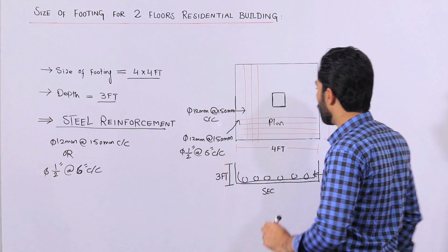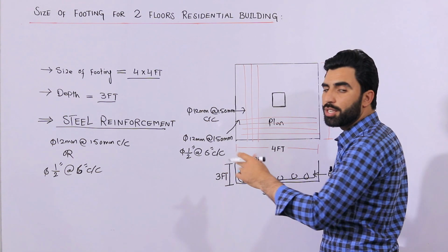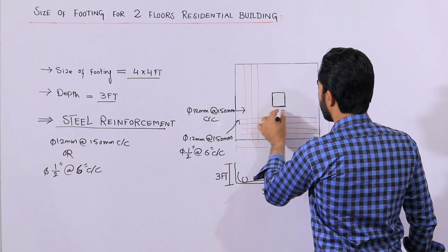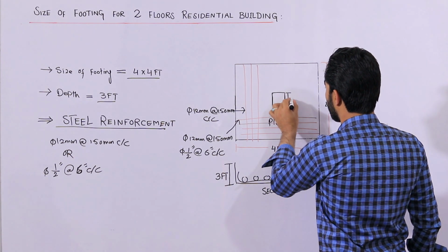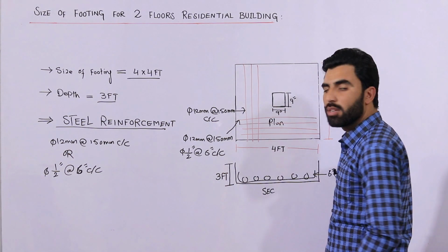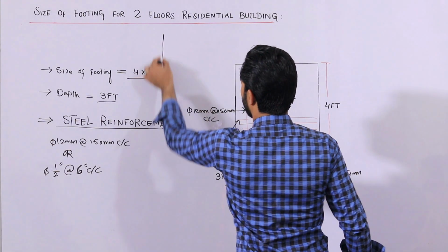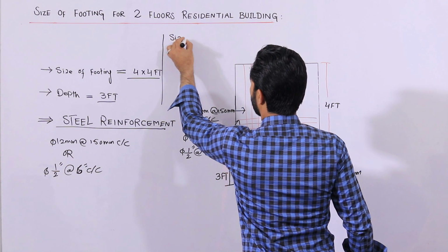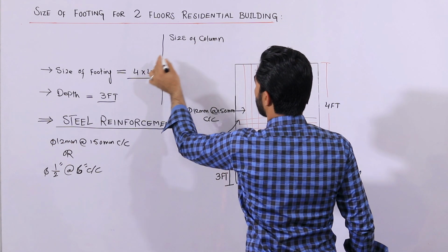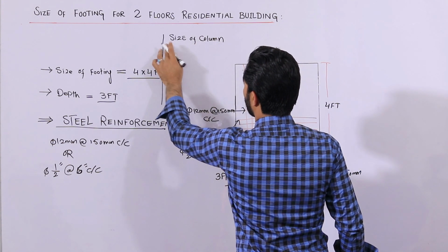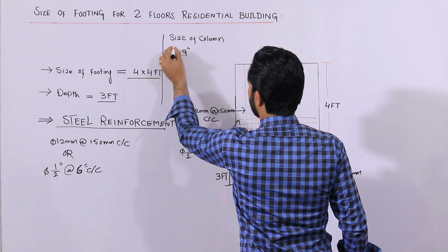Now I will guide you on the size of column. Remember guys, for G plus 1 story, you can say for a 2-floor residential building, the size of column you can keep up to 9 inches but not less than 9 inches. Okay, this is the size of column. So, the size of column for G plus 1 story should be not less than 9 by 9 inches.